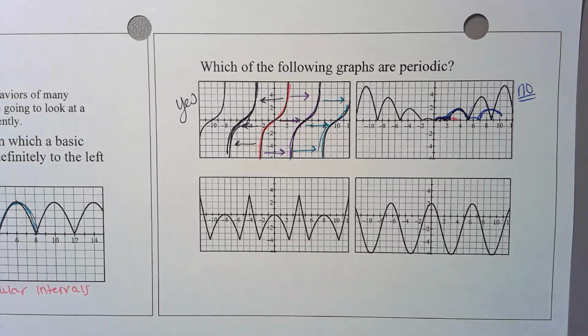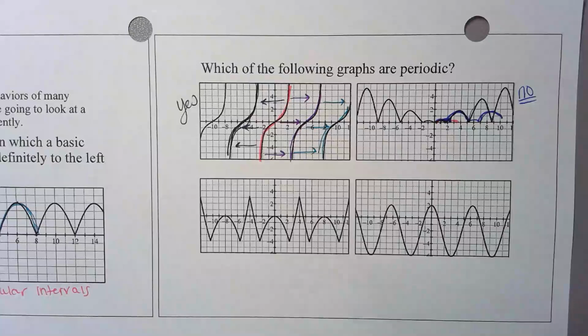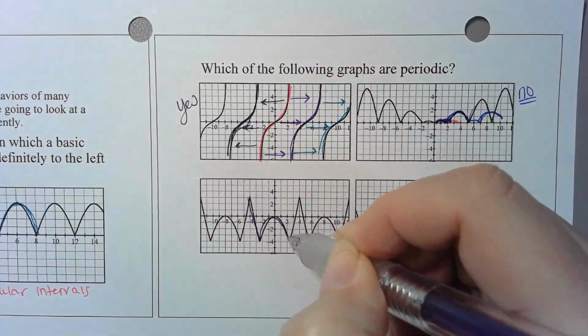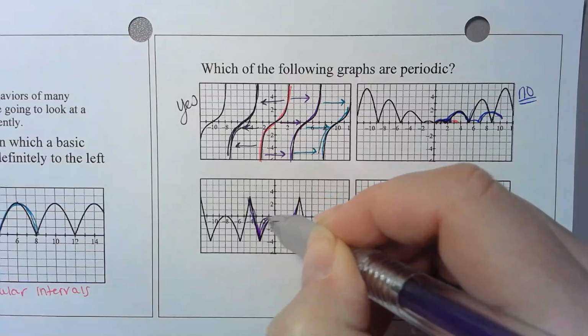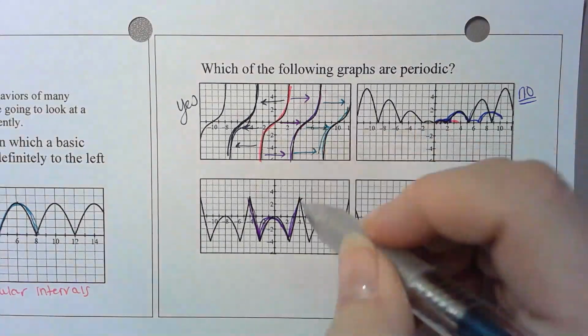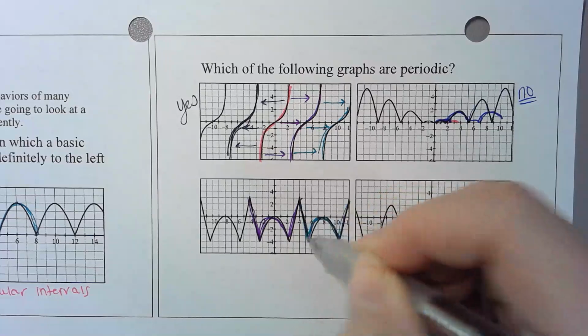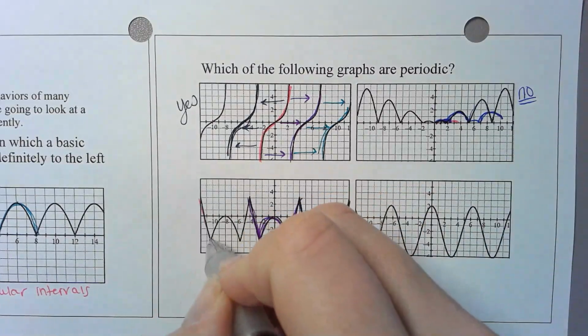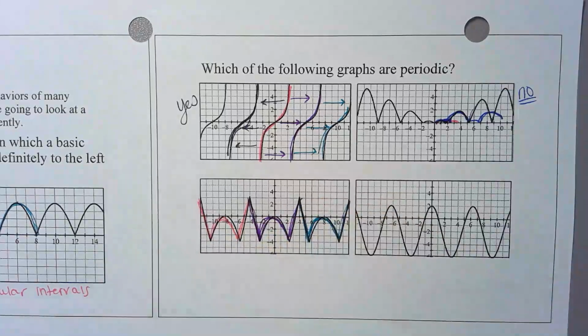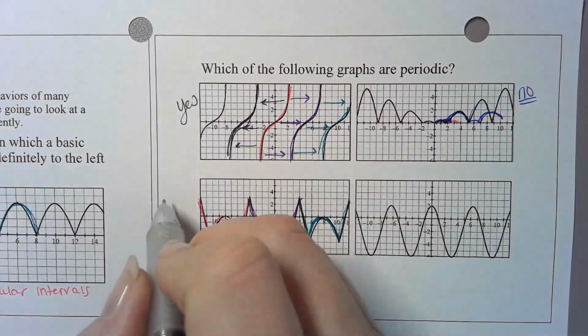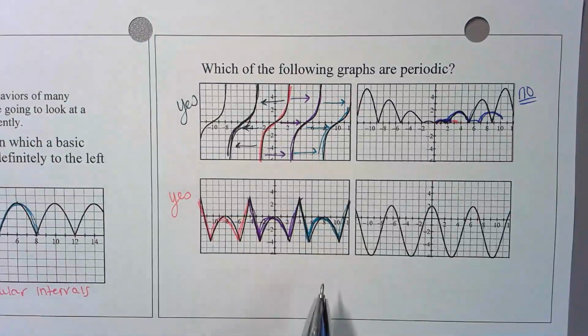Let's take a look at this one in the bottom left-hand corner. We see a lot going on with this one. And when I talk about a basic shape, I kind of looked at it like a W. I see this W, and if I pick that purple W up and slide it over, I see it again. Or if I pick that purple W up and slide it to the left, I see it again. So the y values are staying the same, right? The highs are the same y value, the lows are at the same y value, and it's just this W shape getting slid side to side. So yes, this is a periodic function.